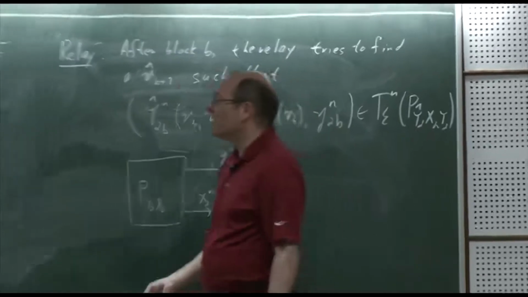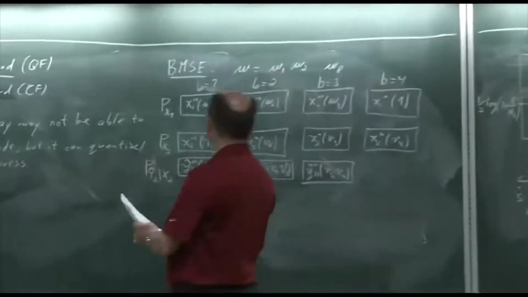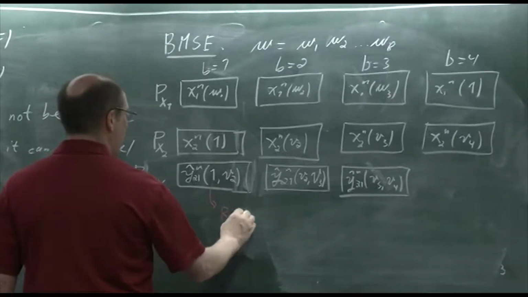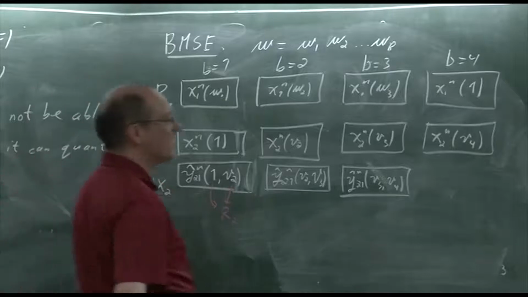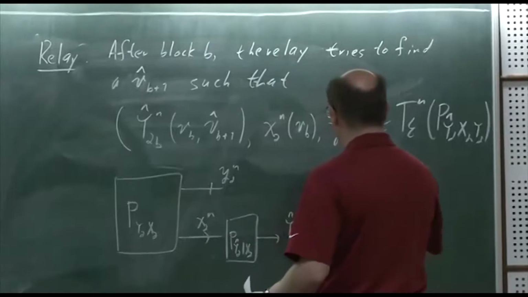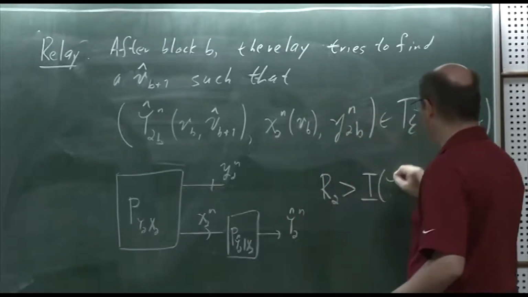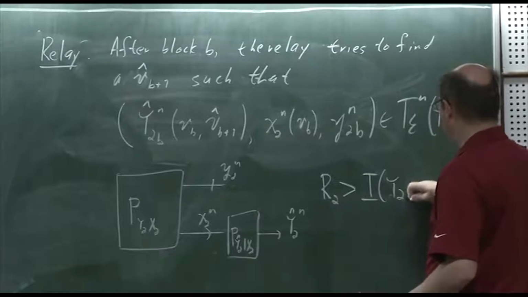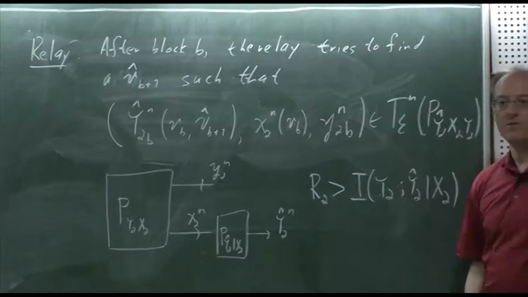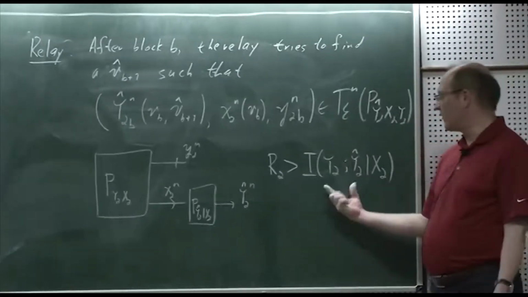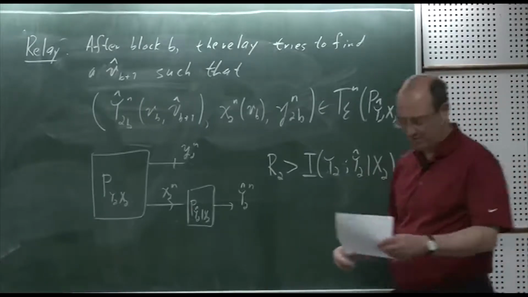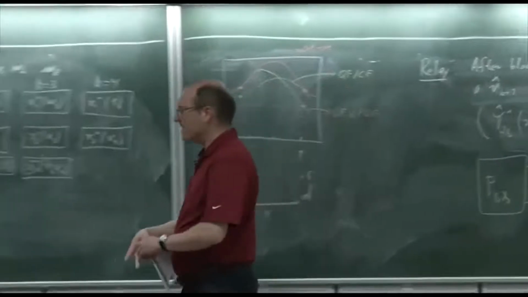The bound is, well, we'll have to define a rate here. So let's suppose the rate of these messages v is R2. So what we'll get here is then R2 has to be bigger than I of Y2 hat given X2, right? That's the bound. It's just rate distortion, but conditioned and averaged over the X2s. Okay, so that's the relay bound.